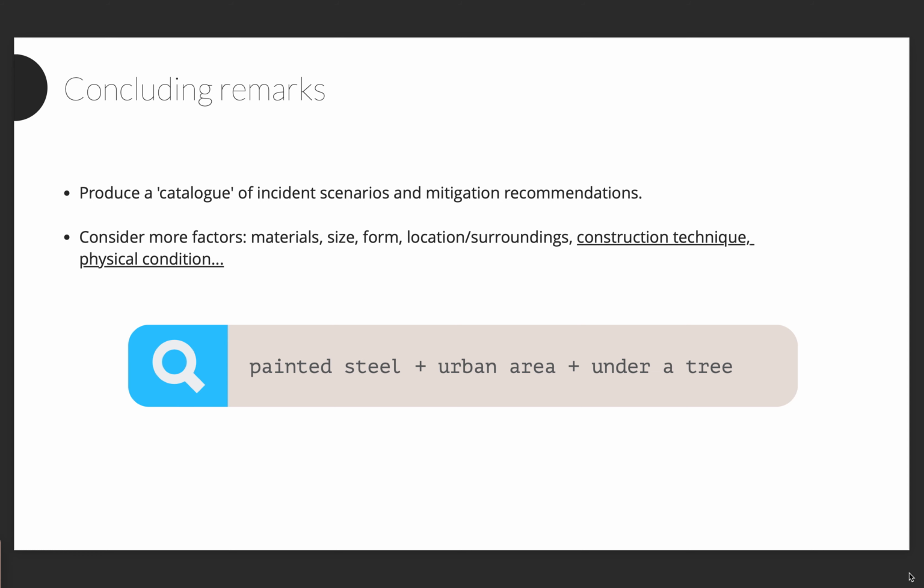As a final result, I imagine a database in which one could enter sculpture attributes, for example, painted steel, urban area, under a tree, and a list of all incident scenarios would be shown along with possible mitigation measures. It would be, I'm sure, an extremely helpful tool in preventive conservation planning.